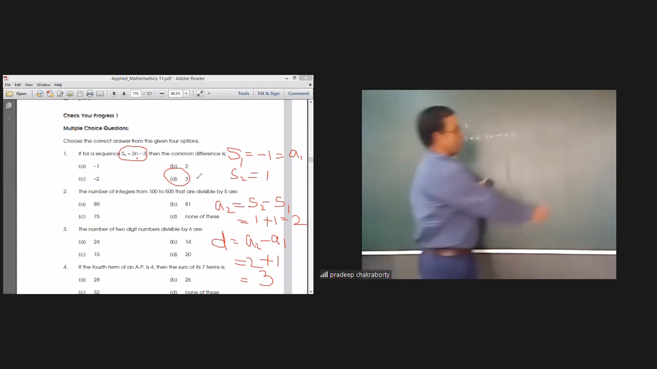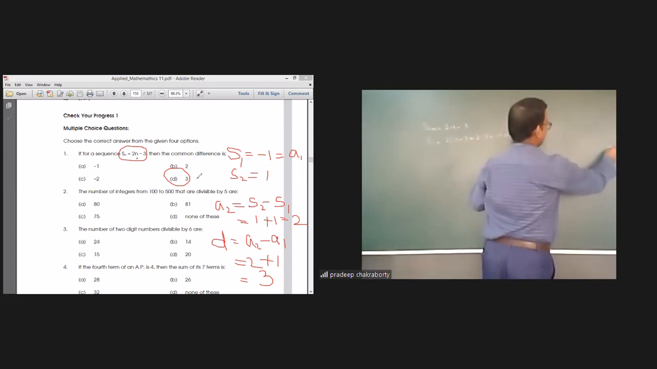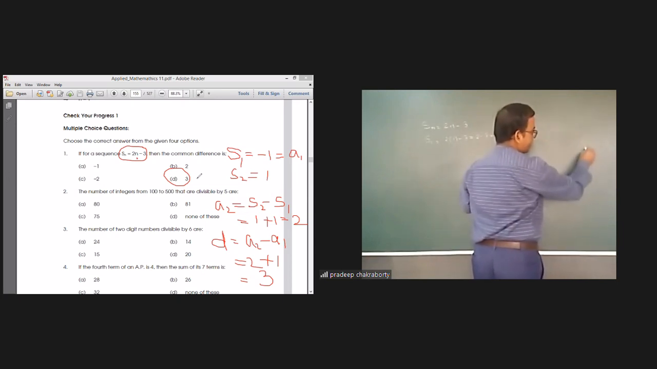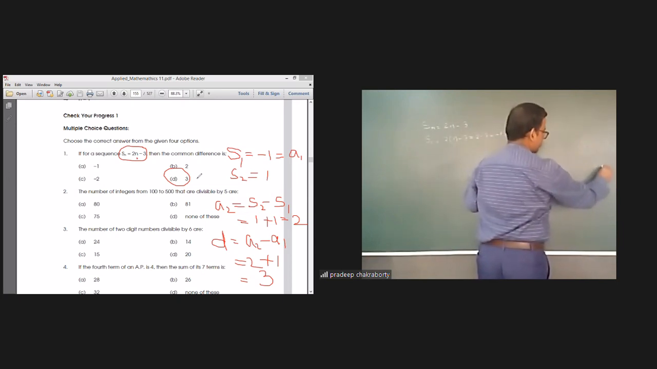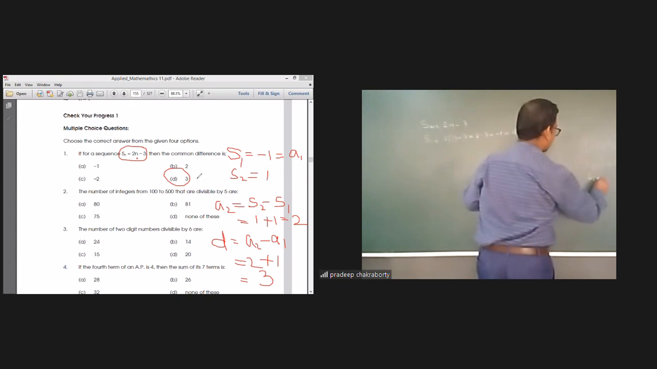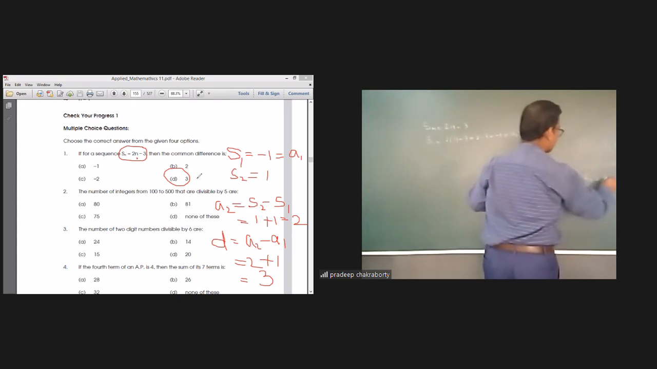कोई भी AP ले लो. If you take any AP, the sum of the first term is the first term itself. Then what is the second term? See, the sum of the second term is 2 plus 1, that is 3. But A2 is not that. This is not A2.